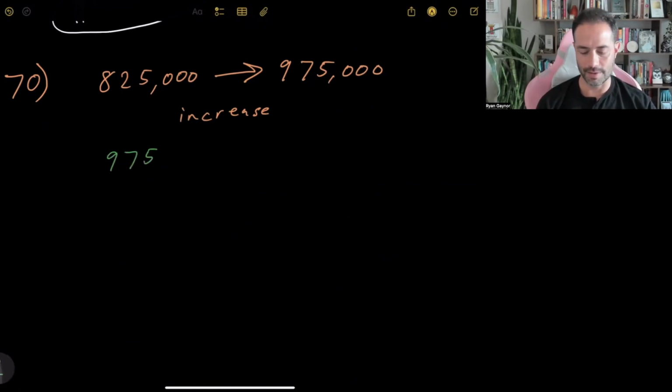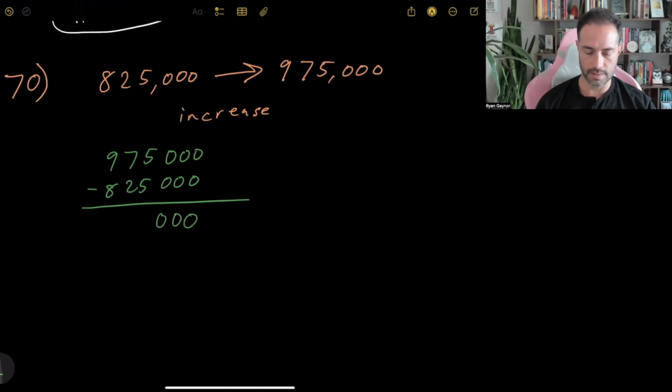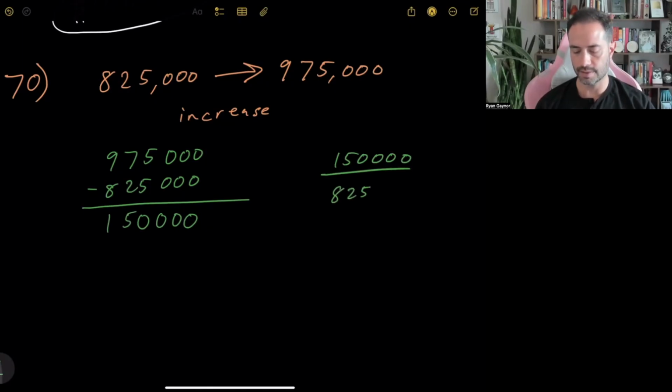So 975,000 minus 825,000. All right, so we got 0, 0, 0, 0, 5, and 1. All right, so the difference is 150,000. And we're going to divide that by the original, which is 825,000. Okay, so what we can do here is we can cross out the zeros when we're dividing. So now we really have 150 over 825.